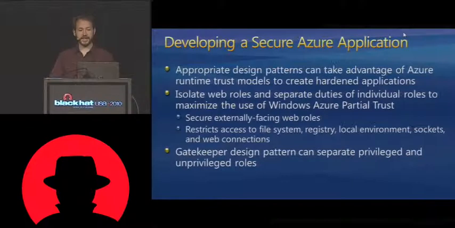Appropriate design patterns can take advantage of Azure runtime trust models to create hardened applications. This is talking not so much about cloud storage as if you're actually hosting your application in the cloud as well. You can isolate web roles and separate duties to individual roles to maximize use of partial trust. With a Windows Azure application, there's a locked down mode for your app, which has it run with lower privileges. And if you set your externally facing web roles to a more lockdown state, then it restricts access to the file system, registry, local environment, and so on.